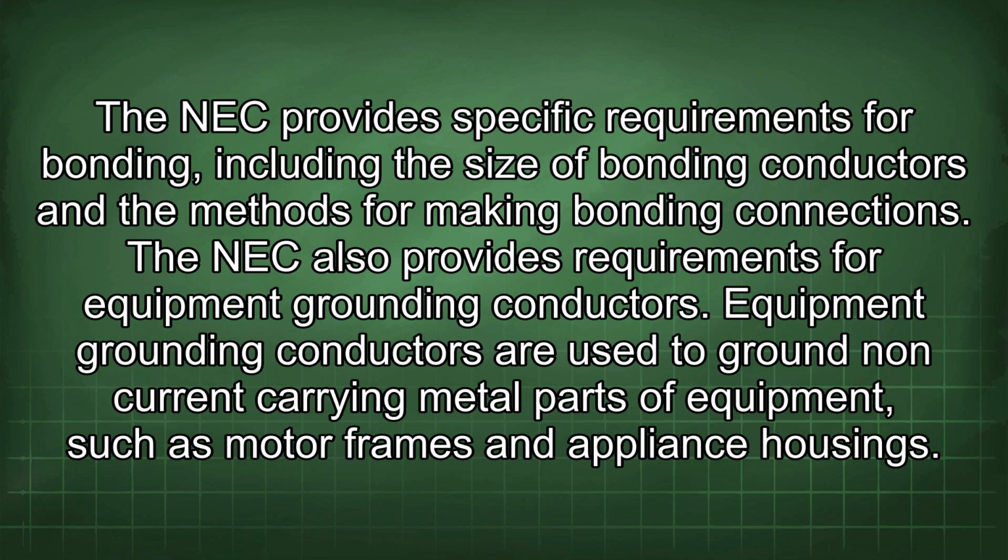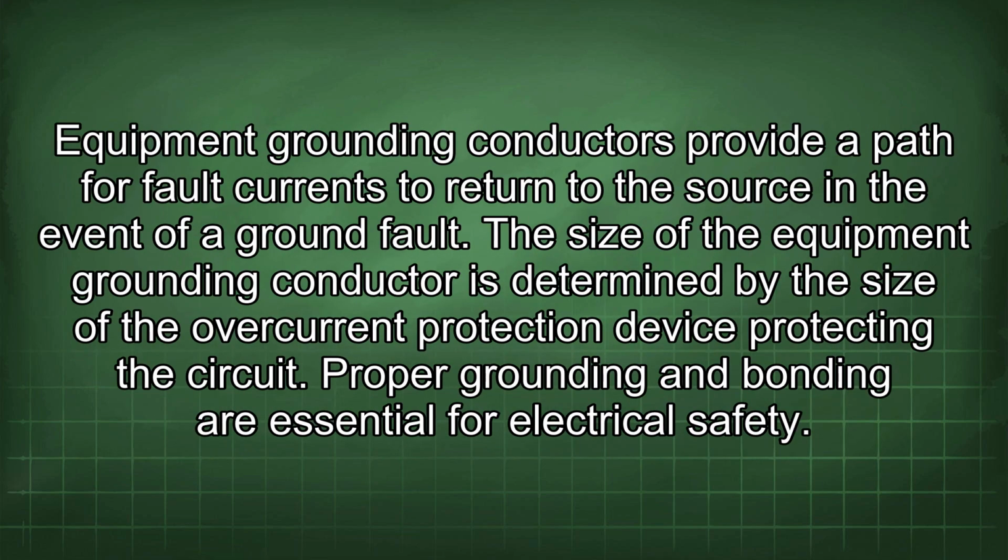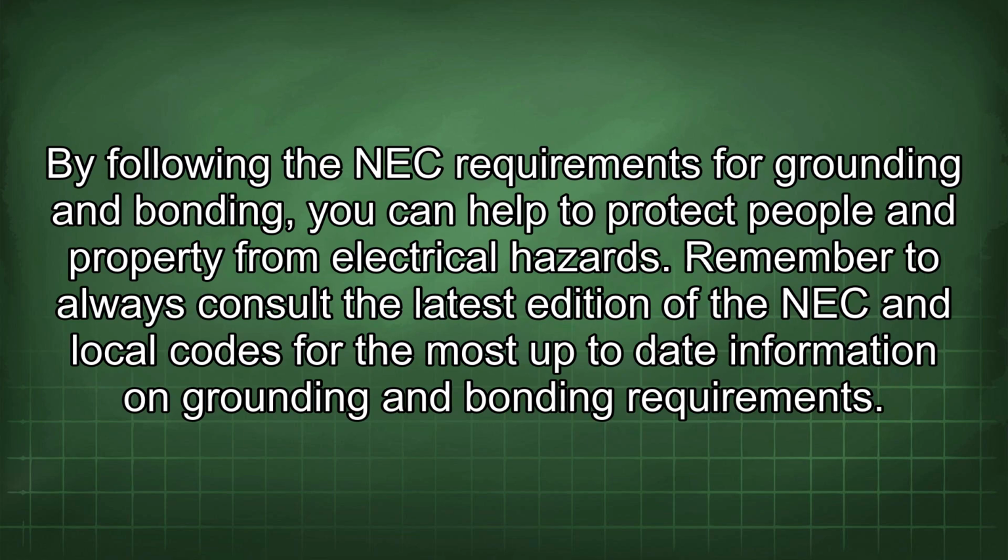The NEC also provides requirements for equipment grounding conductors. Equipment grounding conductors are used to ground non-current carrying metal parts of equipment, such as motor frames and appliance housings. Equipment grounding conductors provide a path for fault currents to return to the source in the event of a ground fault. The size of the equipment grounding conductor is determined by the size of the overcurrent protection device protecting the circuit. Proper grounding and bonding are essential for electrical safety. By following the NEC requirements for grounding and bonding, you can help to protect people and property from electrical hazards.